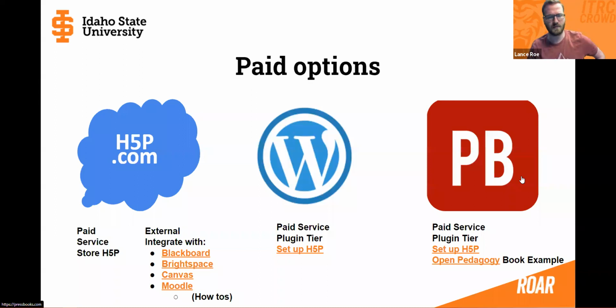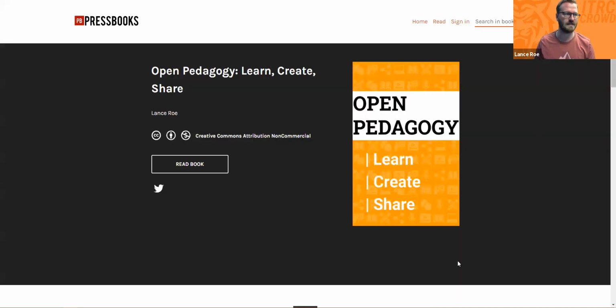Both WordPress and Pressbook are similar in how they're set up. They all have their free versions, but if you go with a paid tier with either of those two platforms, you can add plugins, and there is an H5P plugin for WordPress and Pressbook. Here's an example of what that might look like, since Idaho State just recently became a Pressbook school.